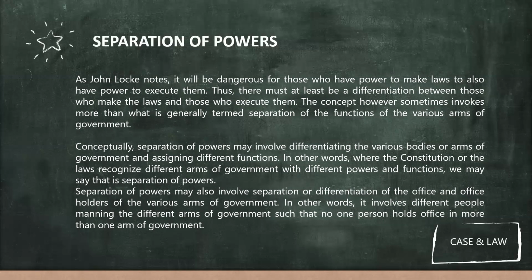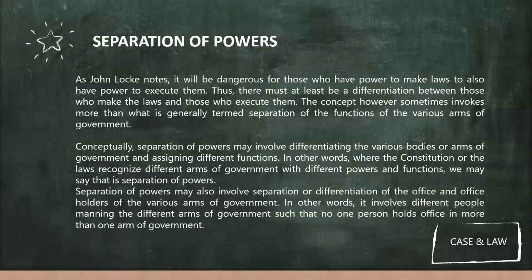What this essentially means is that if those in Parliament making laws are aware that they are the same persons executing them, then it gives room for abuse. They can just pass any laws and ensure that the laws are executed, however heinous or arbitrary these laws may be. So John Locke was of the view that those that make the law should not be the same persons that execute them, and that there should be some sort of differentiation between those who make the laws and those who execute them.